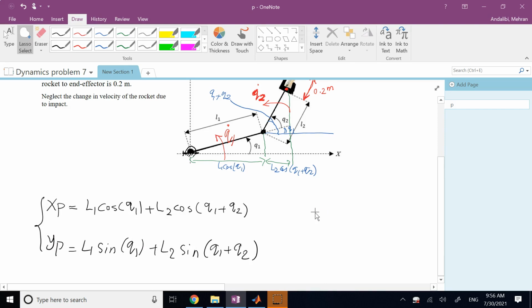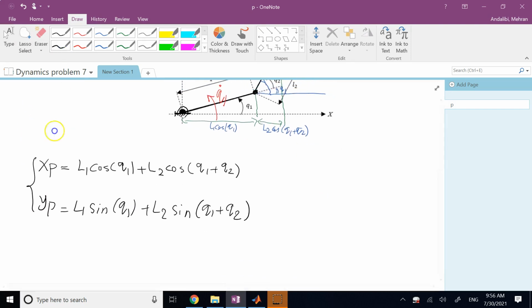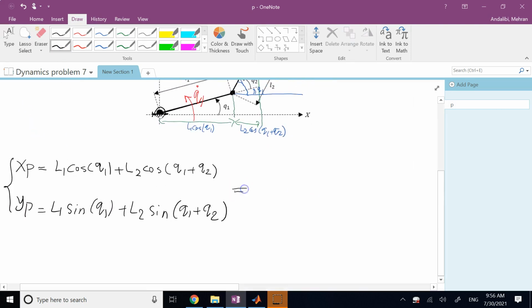And now if I want to find the velocity of it, all I need to do is to take the time derivative of these equations. Right? In robotics, we can do it through what we call Jacobian. But here, let's just go ahead and derive it. I can show you what Jacobian is.